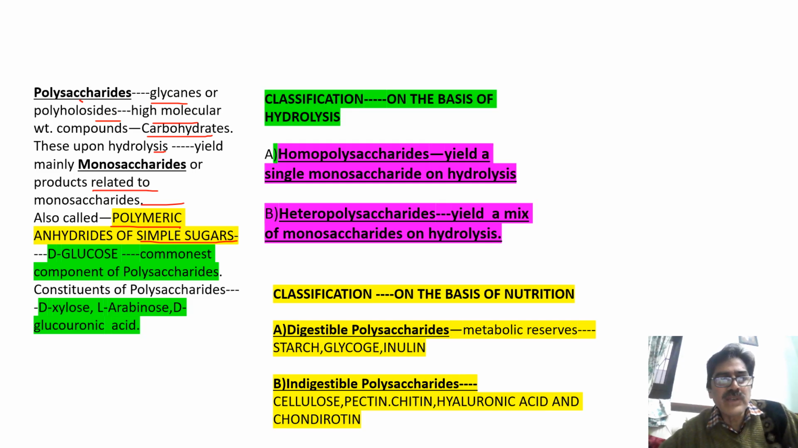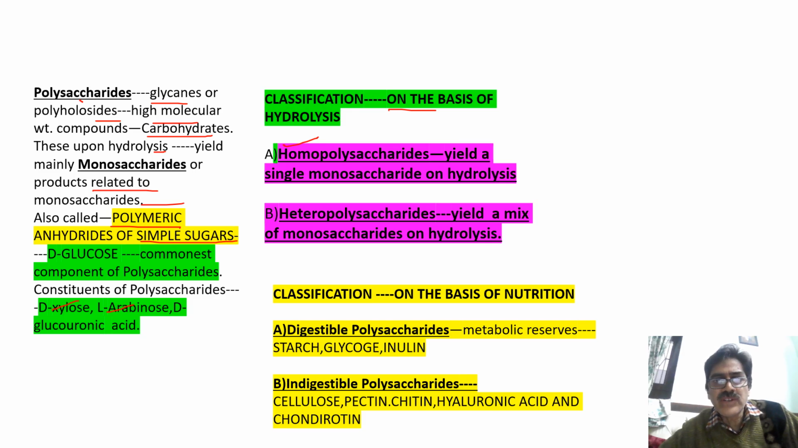D-glucose is the most common component of polysaccharides. There are other constituents of polysaccharides, say D-xylose can be there, L-arabinose can be there, D-glucuronic acid can be there, and many more. Now let us classify polysaccharides on the basis of hydrolysis. So upon hydrolysis, you have two classes of polysaccharide. One is homopolysaccharides. That means they give a single monosaccharide upon hydrolysis, such as starch. Secondly, heteropolysaccharides. They yield a mixture of monosaccharides on hydrolysis.